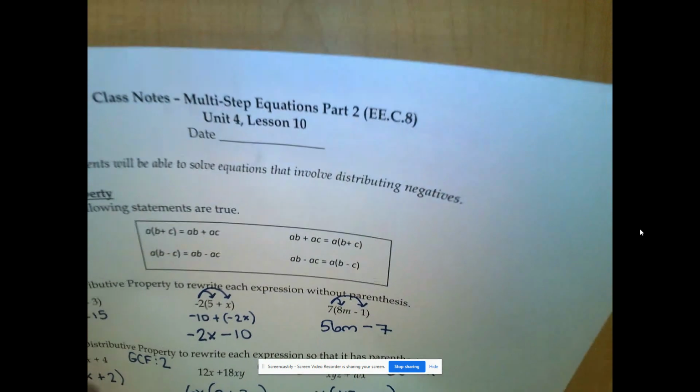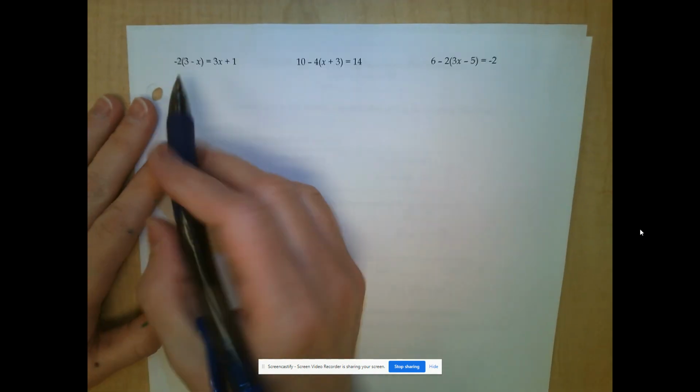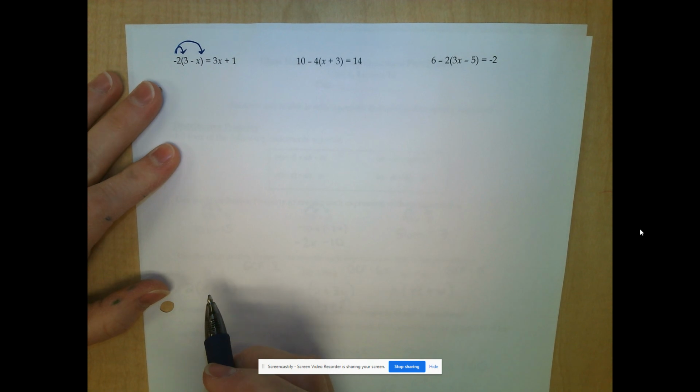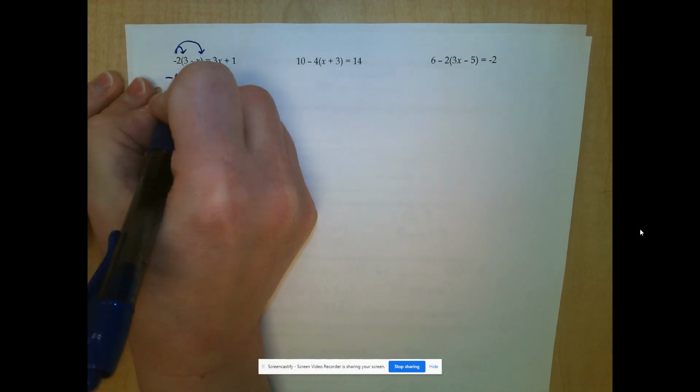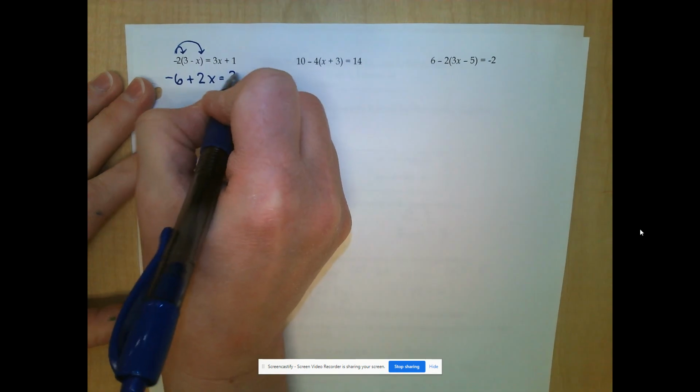All right. If we look at the back, there are 3 more problems there. And we're going to do the same thing that we've been doing on the front. Again, this is simplifying before we start solving. Get rid of that distributive property, get rid of those parentheses by multiplying both of the numbers inside by -2. -6 plus 2x, the minus times the minus becomes plus.